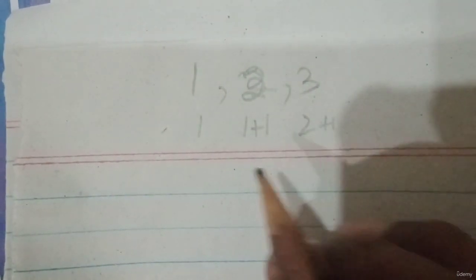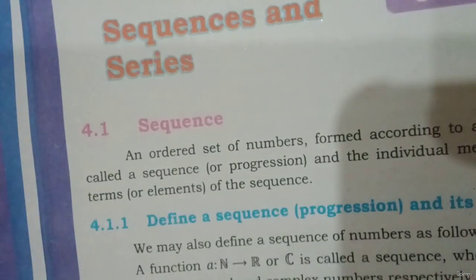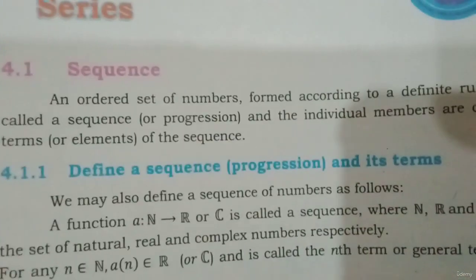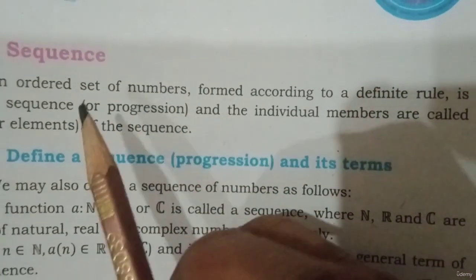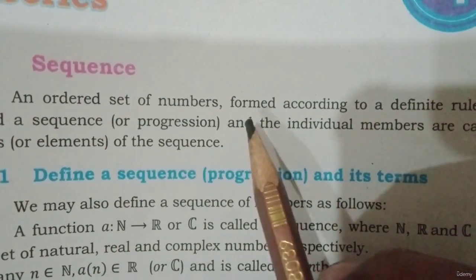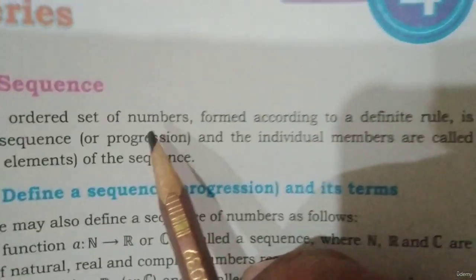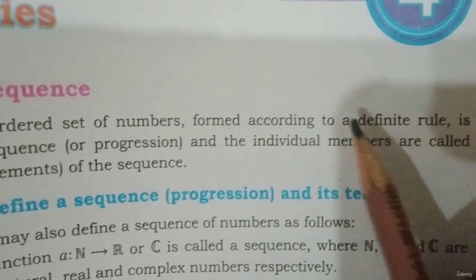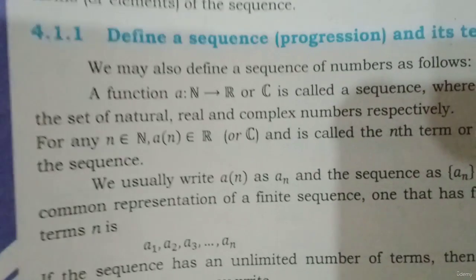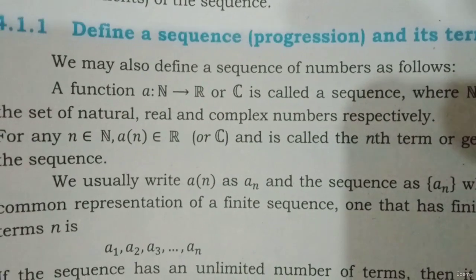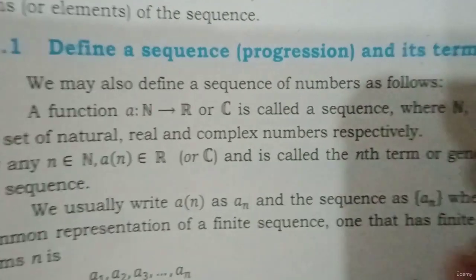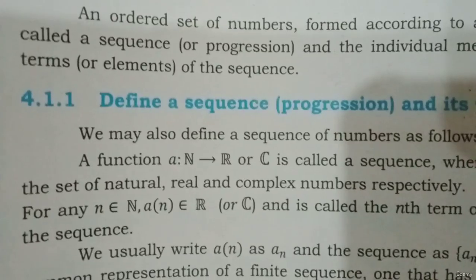So if there are numbers in a definite order, they can be in multiplication or in subtraction form. If they form a definite pattern, then it is called a sequence. Now that's defined in a mathematical way. This is the simple, general definition: an ordered set of numbers formed according to a definite rule. So there should be a definite rule, because sometimes if there is no definite rule in the pattern, then you cannot put it into a sequence.